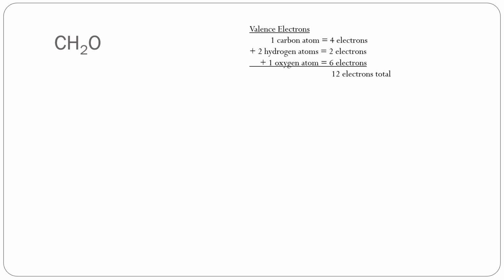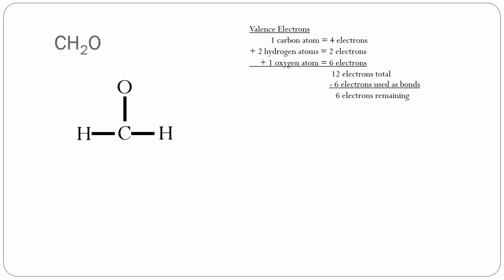The least electronegative atom goes in the center. We can also use a shortcut here. Typically, the first element will go in the center. Around the carbon, we'll draw the 3 other atoms. And we'll add the connection to show the covalent bond. 3 bonds equal 6 electrons used. There are 6 electrons remaining.